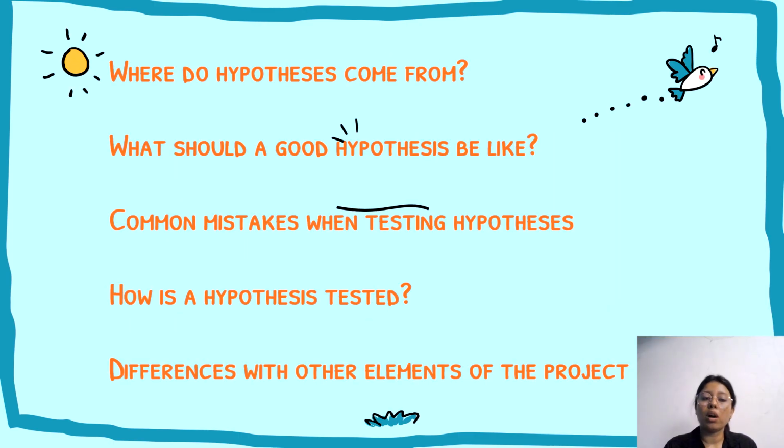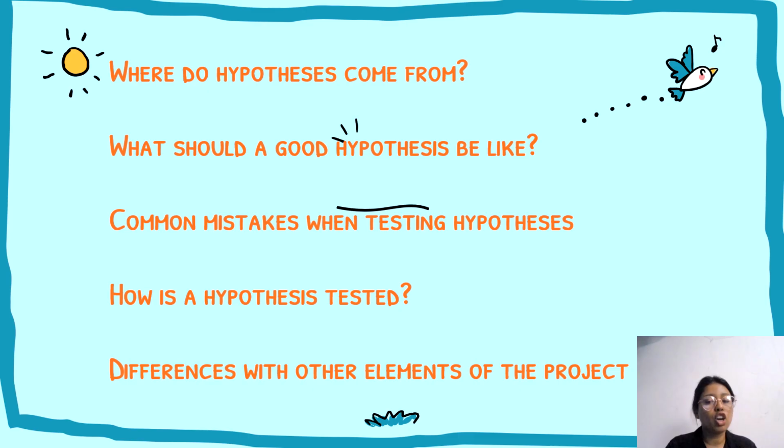Questions. Number 1. Where do hypotheses come from? You can build them from theories, observations, previous studies, personal experience, and comparisons or analogies. Number 2. What should a good hypothesis be like? Clear and specific, testable with data, based on prior knowledge, and consistent with the study focus.